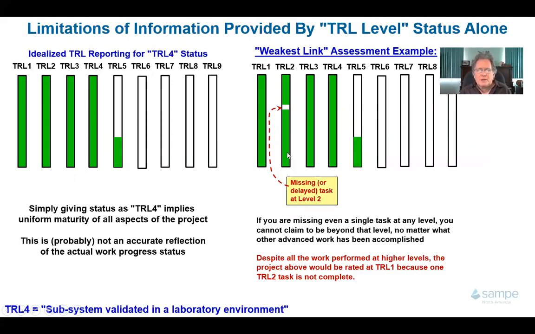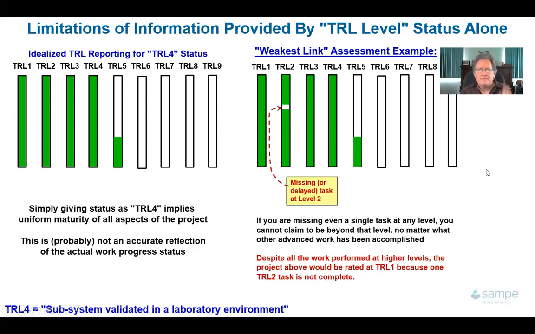I worked through a bunch of the tasks on level 2 and something happened. I had one particular task where the test didn't get done or something broke or something had to be repeated, or for some reason this particular task didn't get done. And then I didn't stop work. I continued on with all these other TRL 3 and 4 tasks. So how do I report the TRL status of this project?